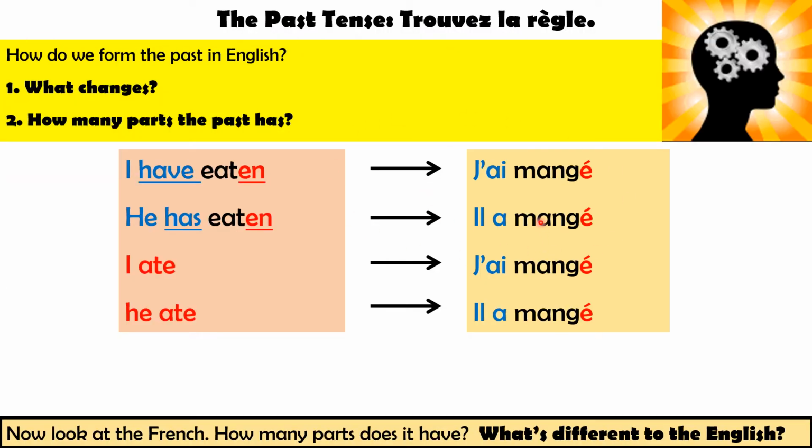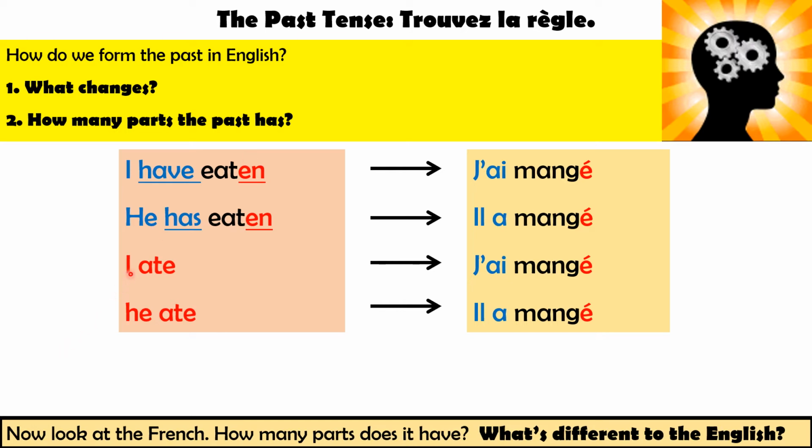Alors mes petits, right guys, so question number 1 is, how many parts does the past tense have? Now this is a simple thing, but English speakers make a mistake with this every single time, and it's because English and French are different when it comes to the past tense. So to help you out, I put the English over here and the French over here. Let's look at how English works first. So I have eaten, we're all happy that's in the past tense in English, right?